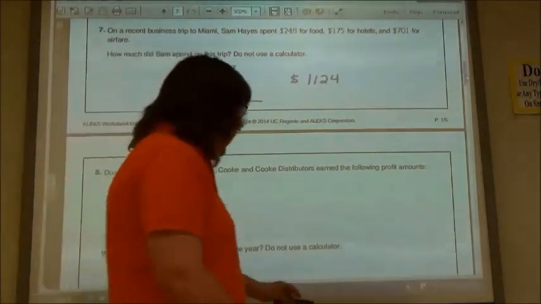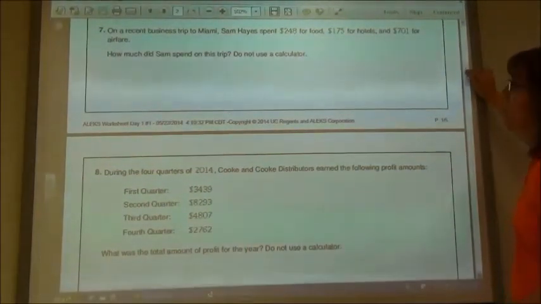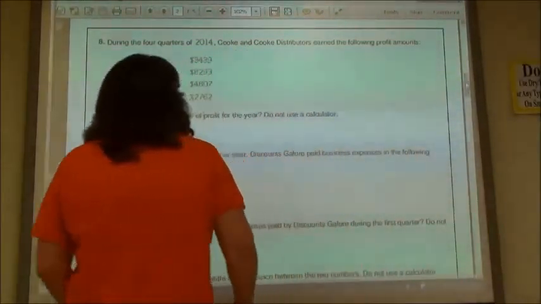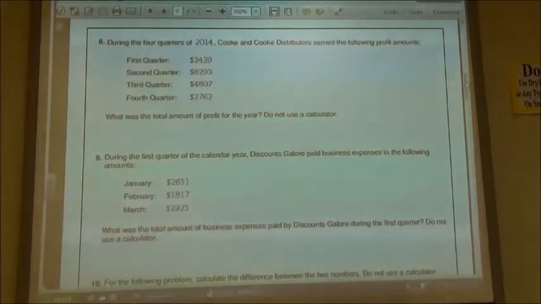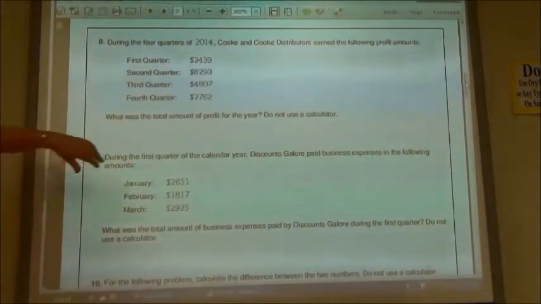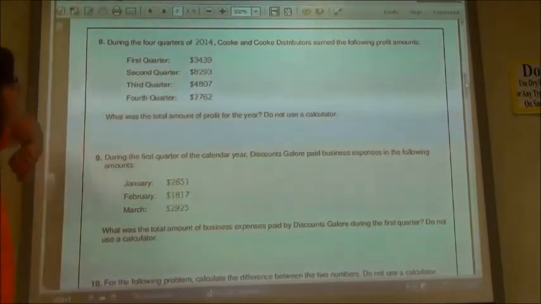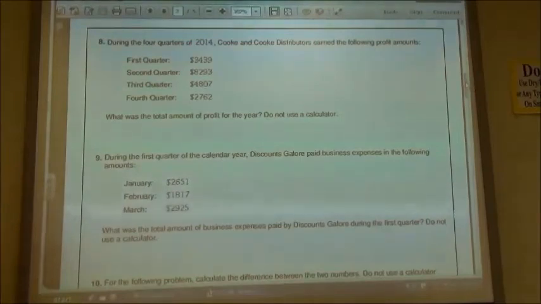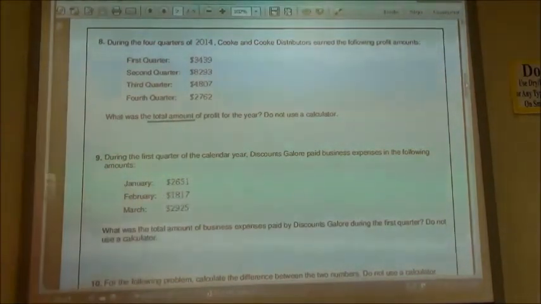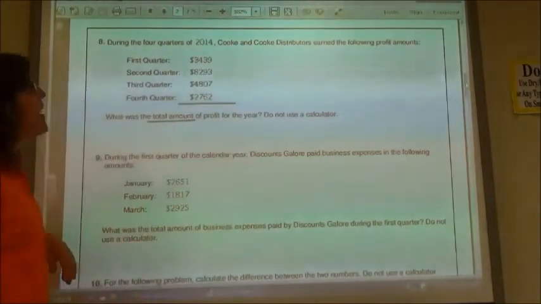Number 8 then, same kind of thing, giving you kind of a word problem. I'm going to move it up so you can see a little better, hopefully. During the 4 quarters of 2014, Cook and Cook distributors earned the following profit amounts. So the first quarter they earned $3,439, second quarter $8,293, third quarter $4,807, fourth quarter $2,762. What is the total? That gives me a clue. Whenever they say find the total, you're probably adding up a bunch of numbers. So I'm going to go ahead and add.